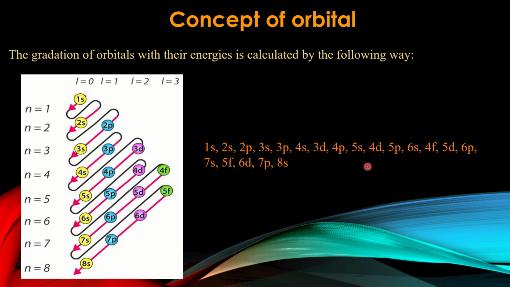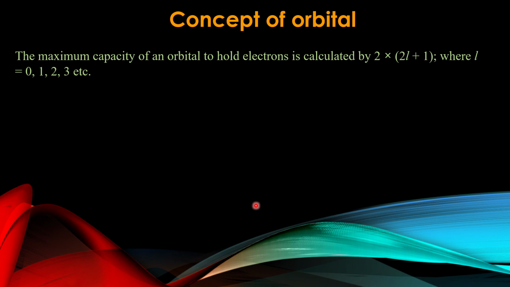But you have to know another thing, that is the maximum electron holding capacity of different orbitals. And the maximum electron holding capacity of different orbitals is calculated by the formula 2 into 2L plus 1, where the value of L is 0, 1, 2, 3. For s orbital, it is 0. For p orbital, it is 1. For d orbital, it is 2. And for f orbital, it is 3.